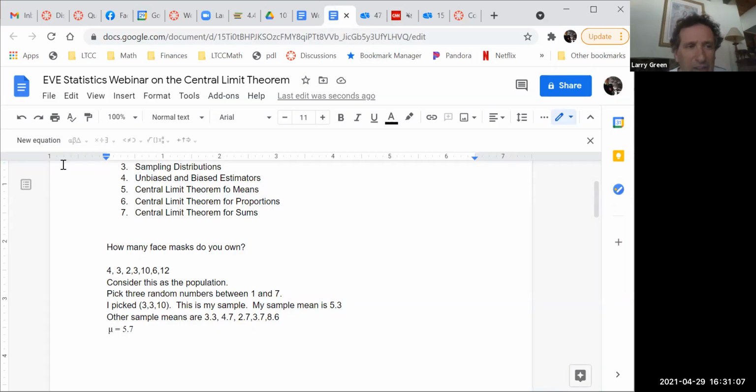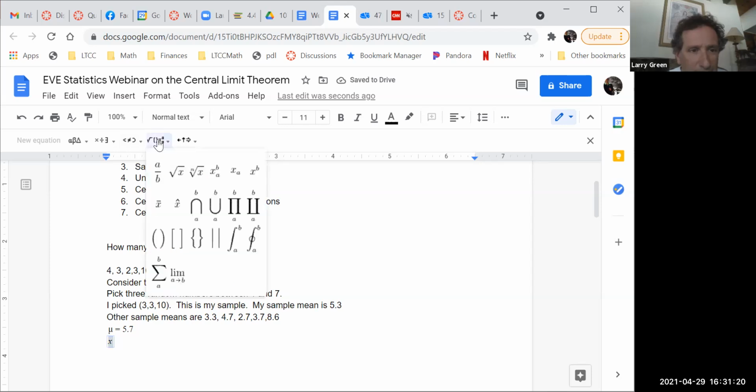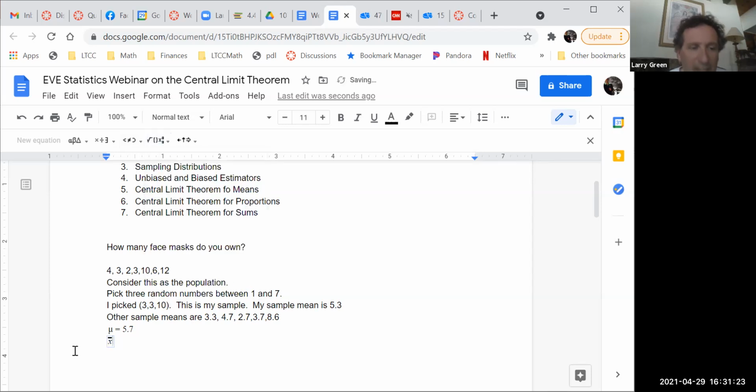So who remembers the symbol for the sample mean? So if you don't remember, I'll write it in. It's X with a bar on it. Does that ring a bell? It's not X, it's X bar. Okay, and my X bar, you have different X bars. My X bar was 5.3. Let me make this a little bigger because symbols tend to get small.